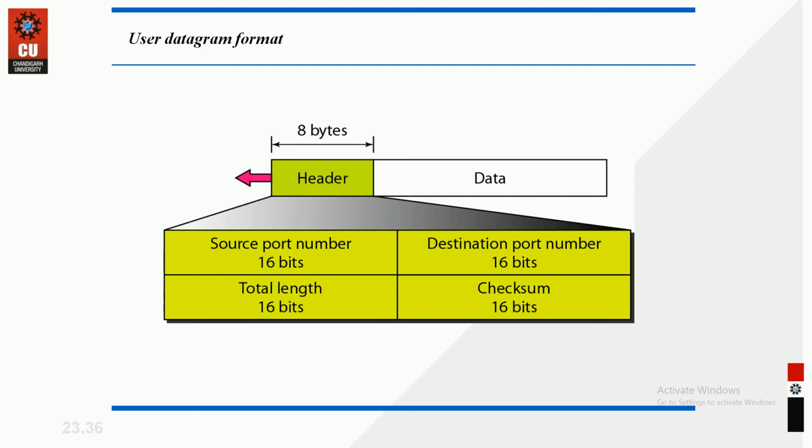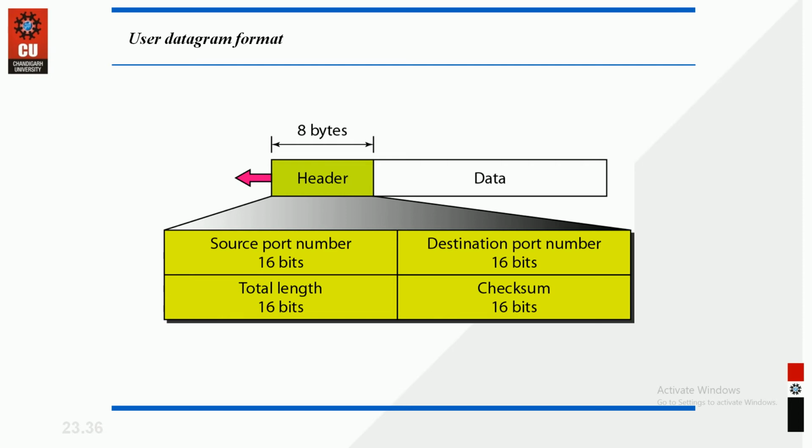Header of 8 bytes. If it is 8 bytes, how many maximum bits will it support? 2 raised to power 8. So the source port number and destination port number are 16 bits each. Port number means your process number. We have already discussed in detail what the port number is, so there's no need to repeat this.